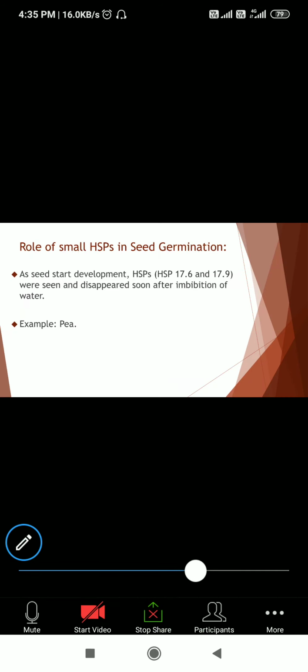Now we have the role of small heat shock protein in seed germination. This heat shock protein has been observed in sunflower as well as in peas. In sunflower, they have observed two different types of heat shock proteins. First is heat shock protein 17.6 and another is heat shock protein 17.9.